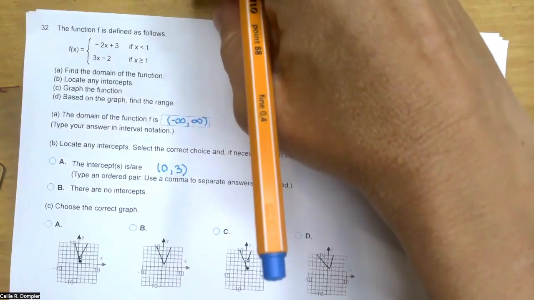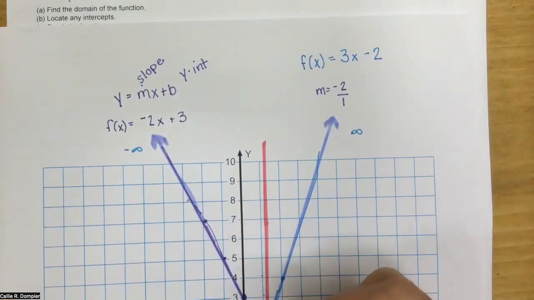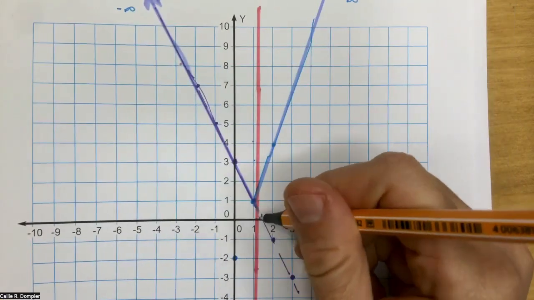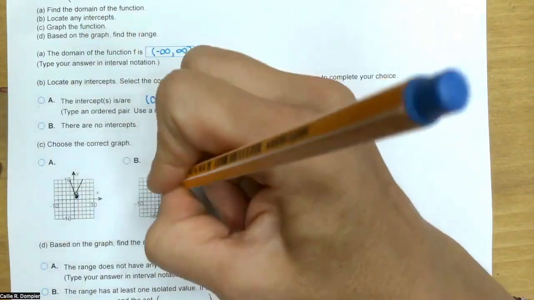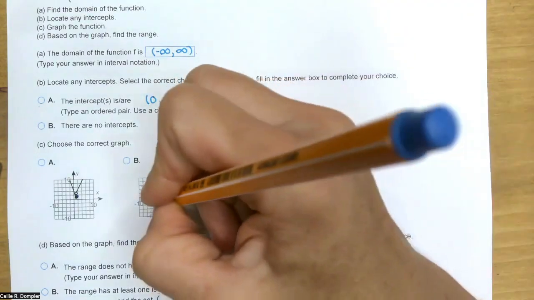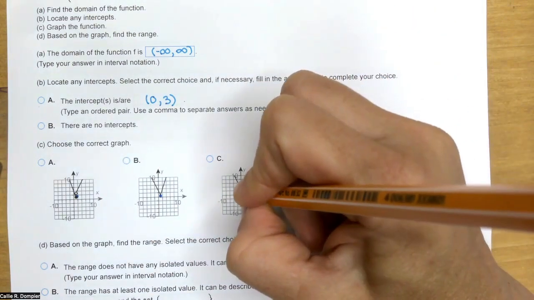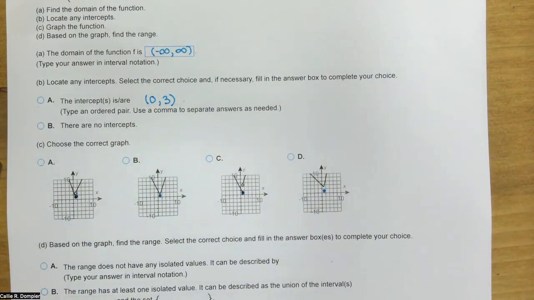And choose the correct graph. So does it look like A, B, C, or D? Well, we graphed it. We see that the lowest point is at 1, 1. So we can put that on our graph. 1, 1. Good. So which ones can we eliminate?